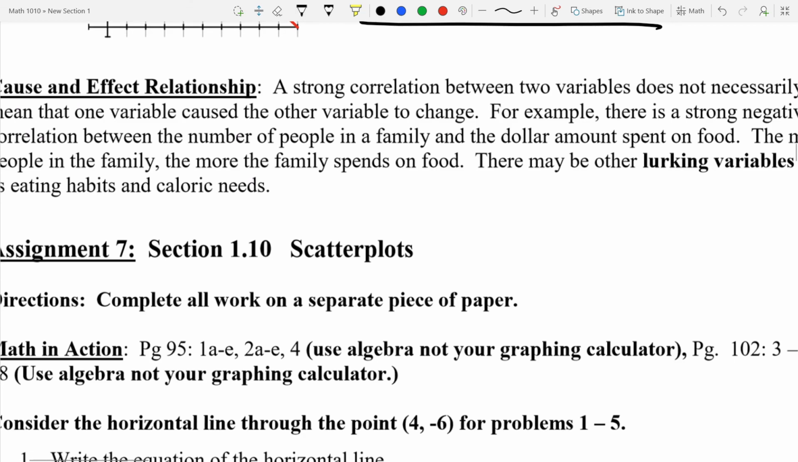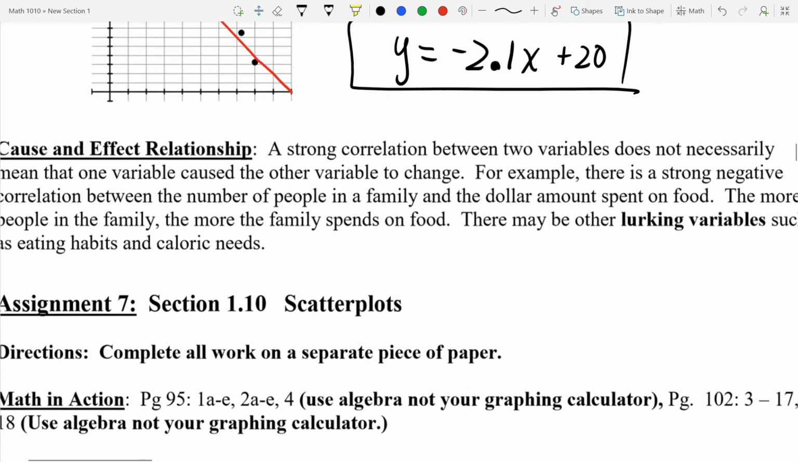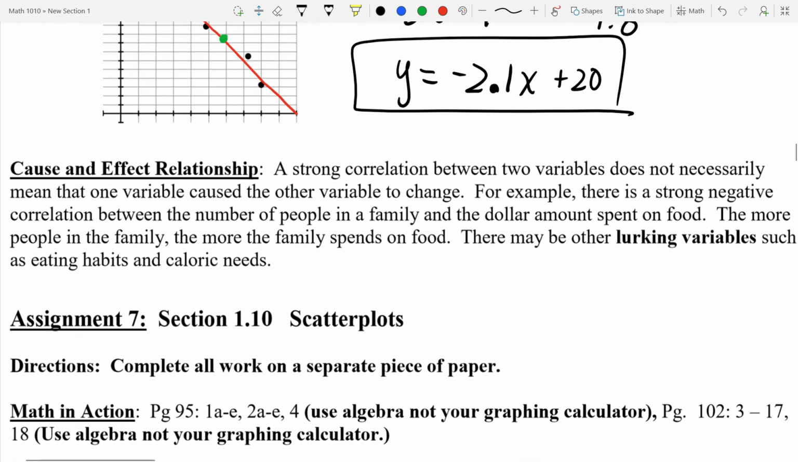All right. One last thing. That's literally the lesson, okay? So it's super short. Isn't that nice, right? So cause and effect. Just because one thing goes up and causes another thing to go down doesn't always mean that this one caused this one, okay?